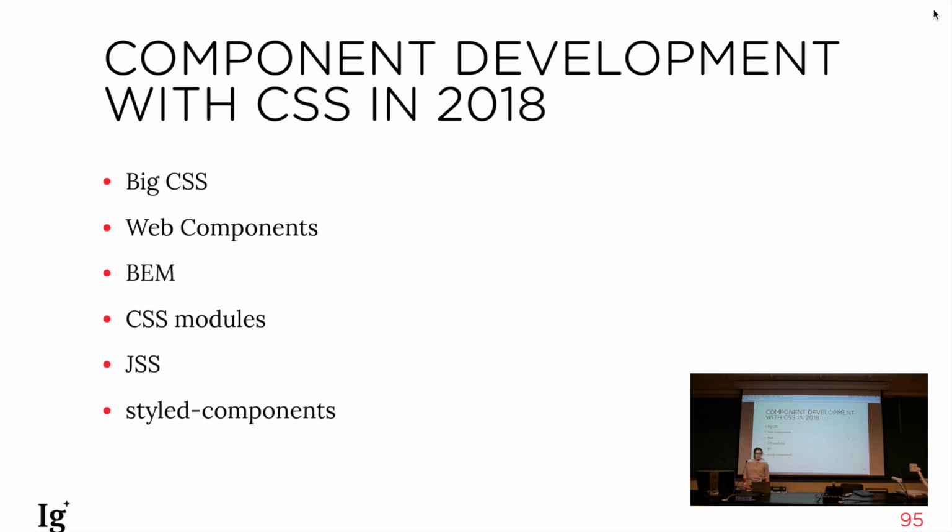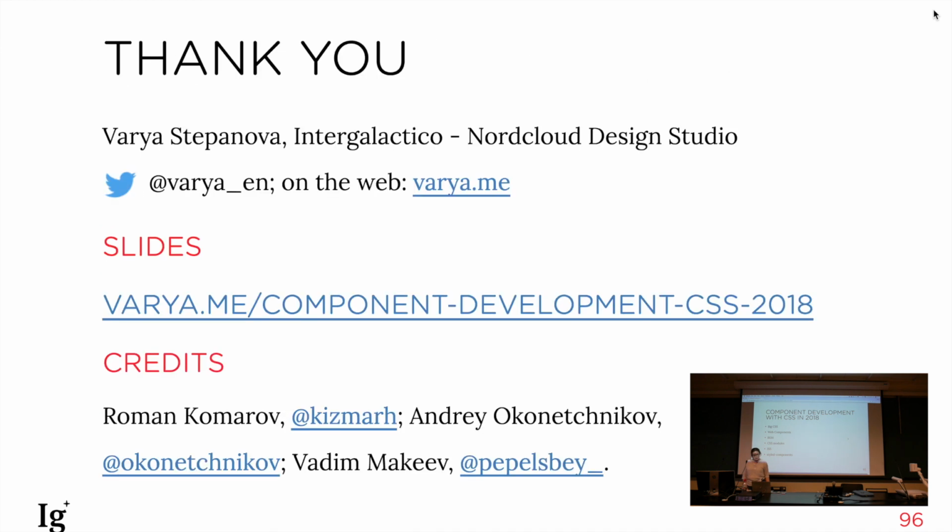So today we spoke about what big CSS is and what the industry challenges are, why it is different from developing a category page. And the solutions to the problems in big CSS are web components, then BEM, CSS modules, GSS, and styled components.